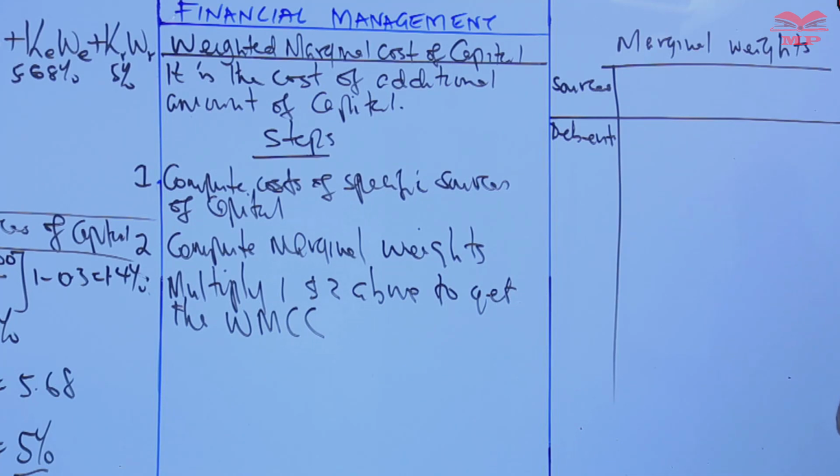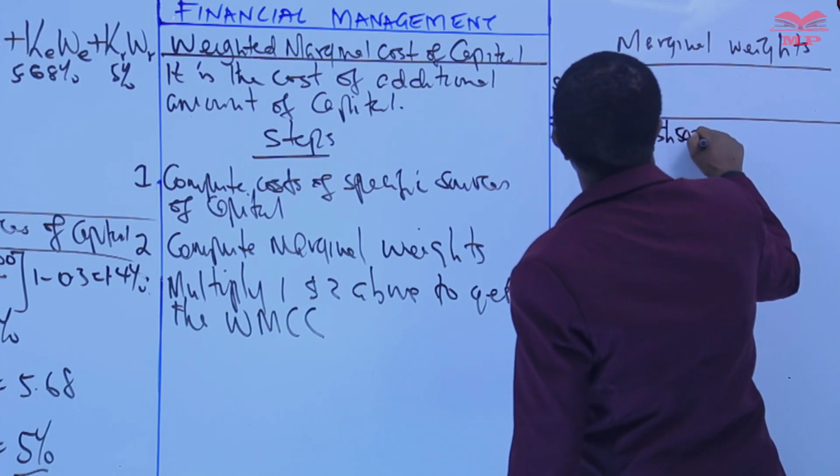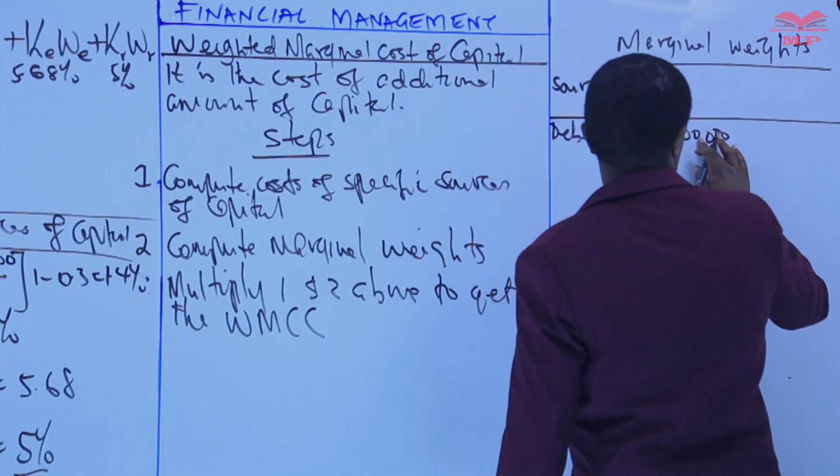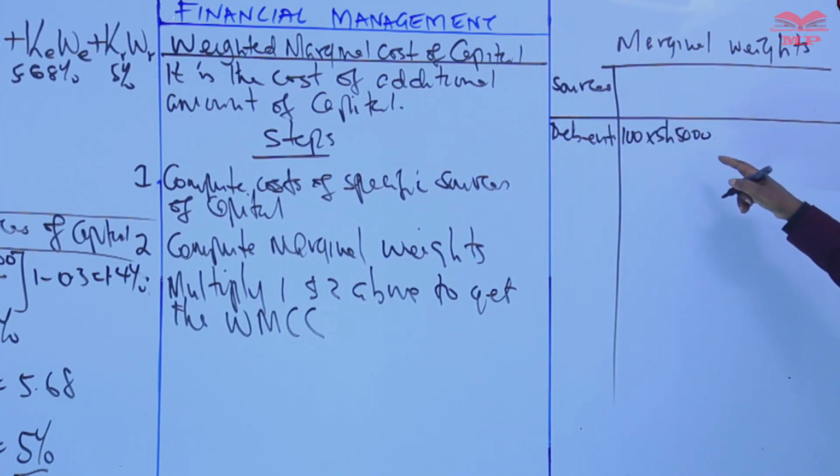So what is the total value of debentures? The company is issuing 100 debentures. Number of debentures, 100. And the current price of a debenture is 5,000 shillings. So what is the total market value of the debentures? Isn't it simple? 100 times 5,000 shillings, which is equal to 500,000.